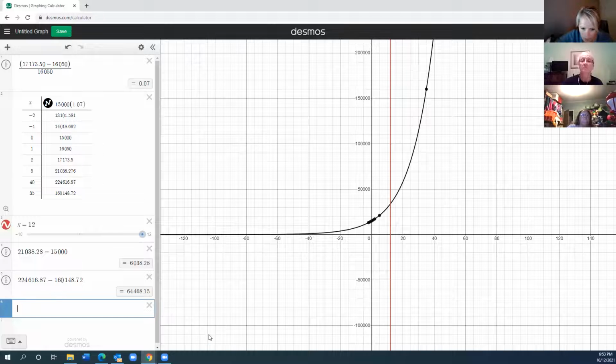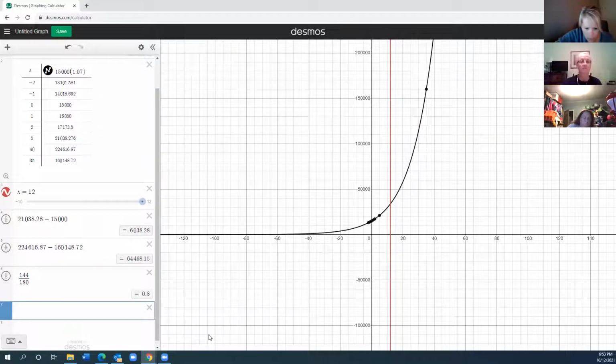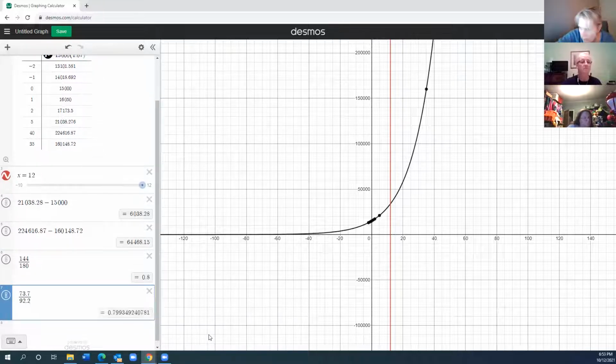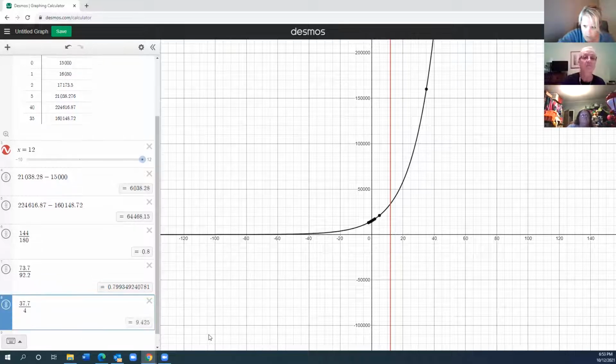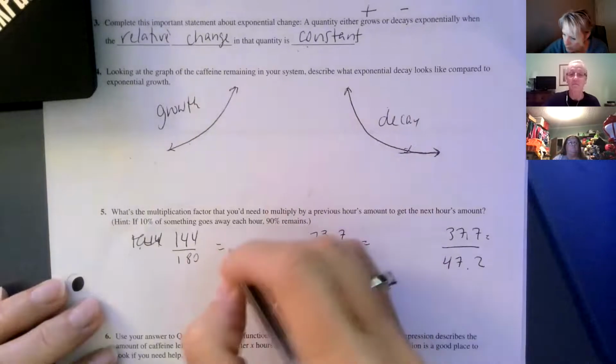So I'm going to try some here. 144 divided by 180, we get 0.8. And then 73.7 divided by 92, round it up to 0.8. 37.7 divided by 47.2, and round it up to 0.8. So it looks like they're all 0.8. So I'm going to show you how you know this should be true.